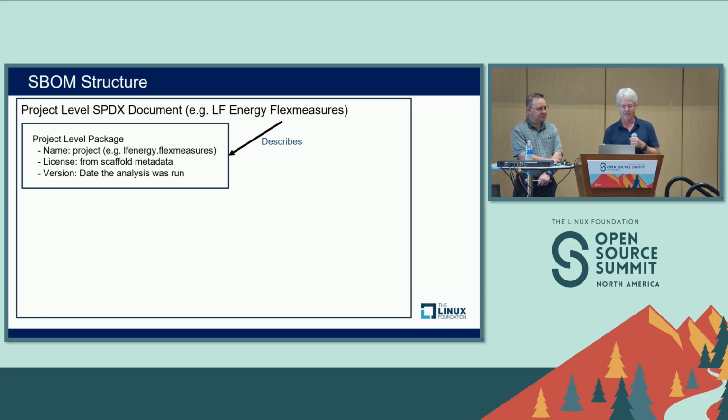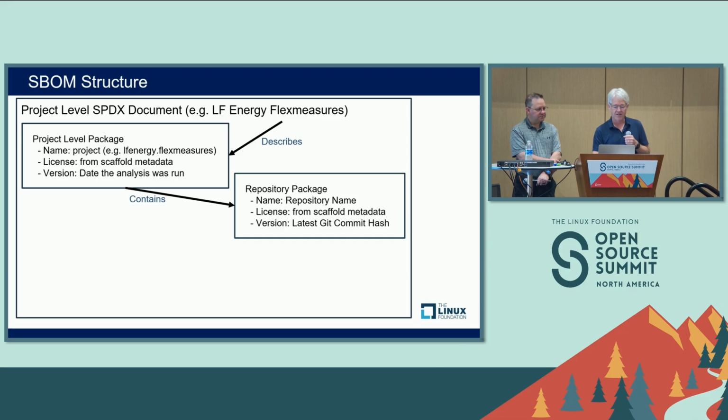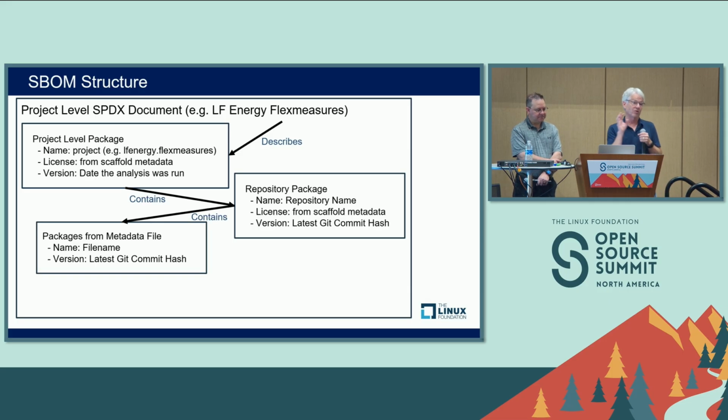So the way that we handle this is at the very top level, we have what we call a package, which is for the entire project. And then underneath the project, this project level package contains a package for every repository that we scan. And then once we get into the repository, we get down to the real packages that actually have metadata about some kind of distributable software.